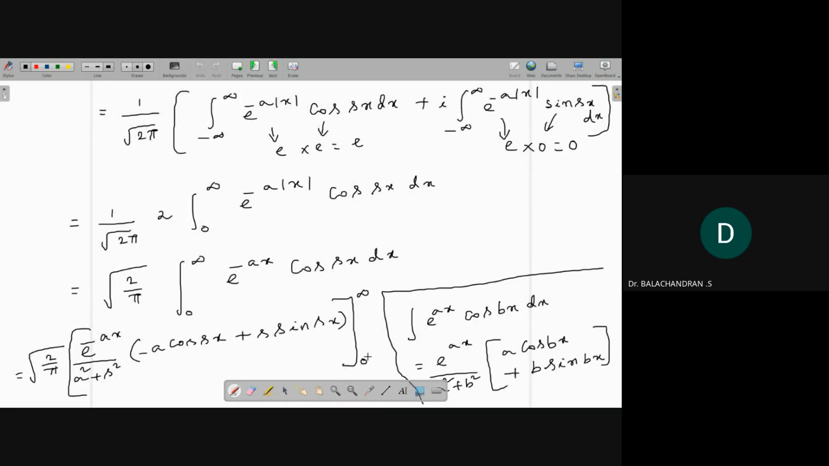And then put x equal to 0, which means cos 0 is 1 and sin 0 is 0. So minus a into minus a.